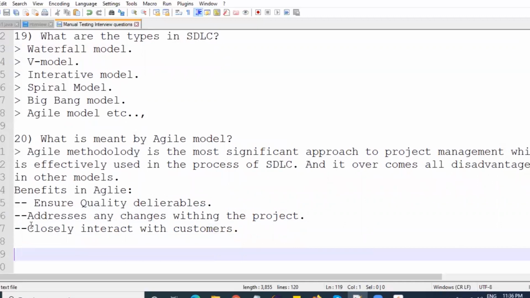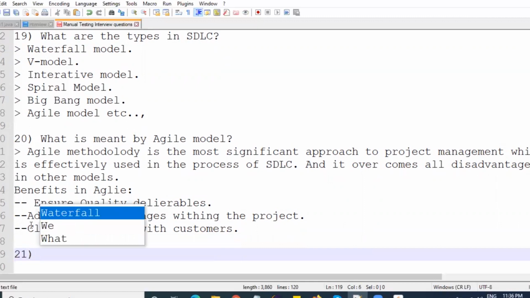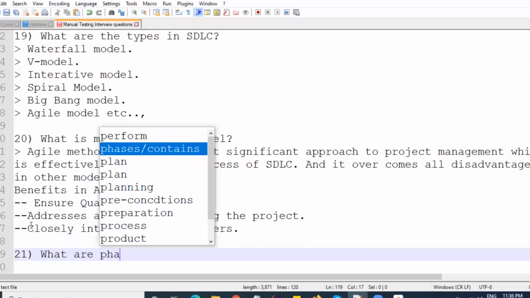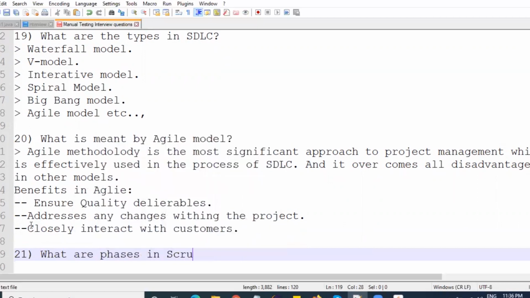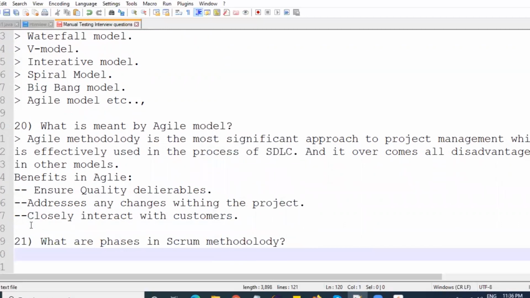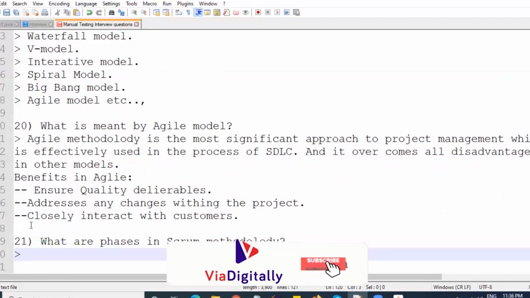Okay, now the next question is, what are the phases in Scrum methodology? Agile has different types. We have Scrum methodologies, Kanban, like that. We have a number of things, but right now I'll focus only on Scrum, because in interviews many people ask about Scrum only. So what are the phases which we generally see in Scrum?